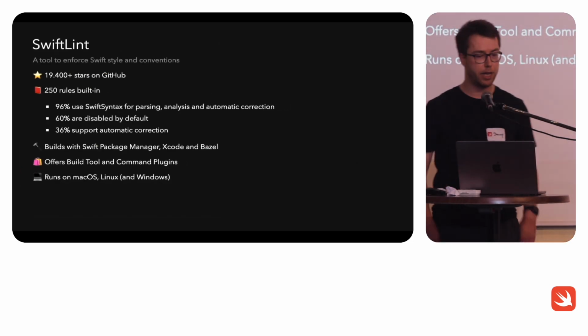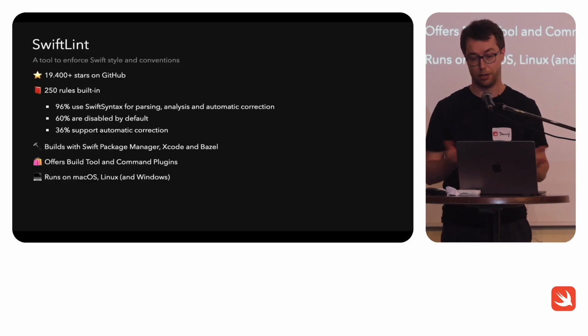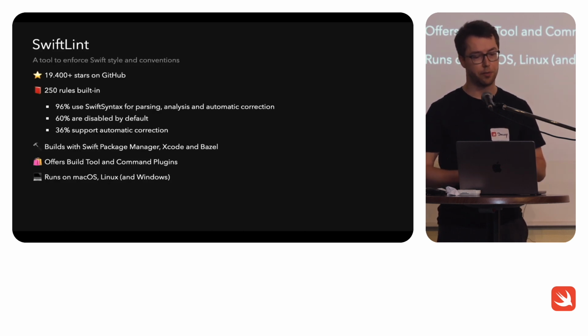What is SwiftLint in the first place? I guess that you have all heard of it or are even using it. It's one of the most popular Swift projects on GitHub with more than 19,000 stars. It comes with 250 built-in rules. SwiftSyntax is predominantly used for parsing, analysis, and also automatic corrections if you run it in that mode. And now here comes the problem. 60% of the rules are disabled by default. It means you need to explicitly enable them, put them into your configuration, to have them working. About a third of the rules support automatic corrections.